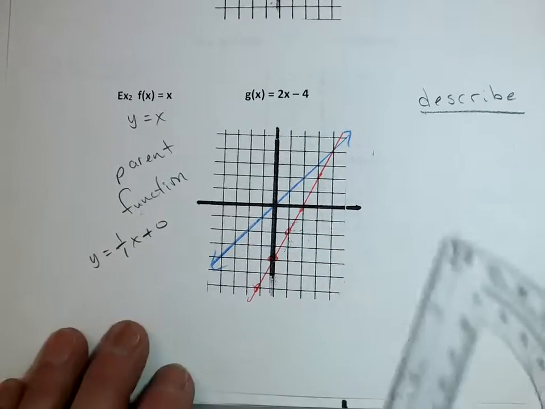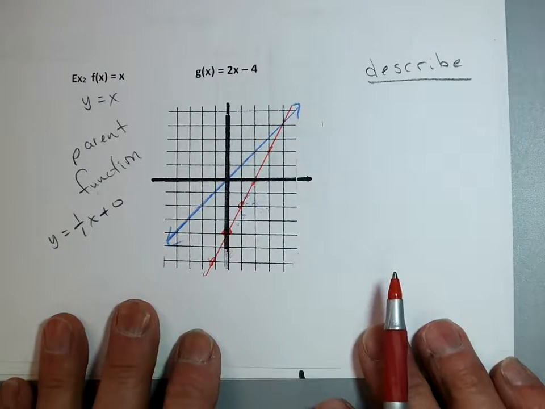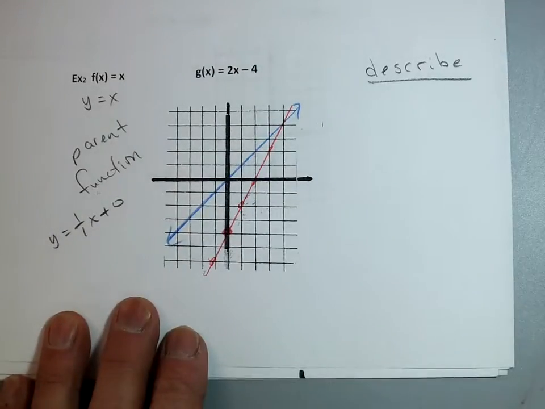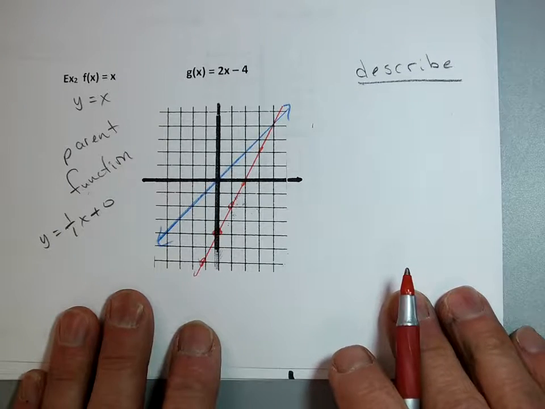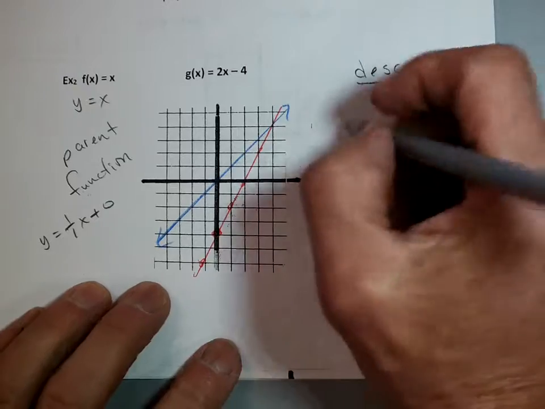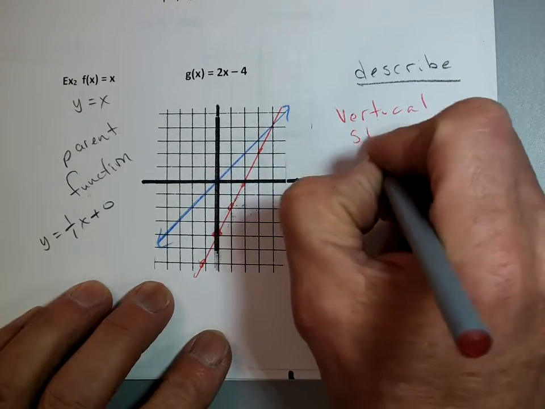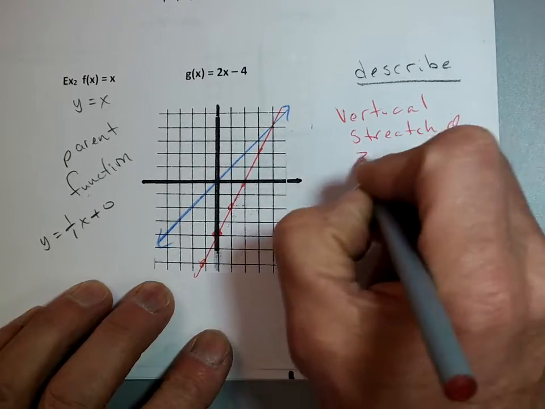So in words, what happened from blue to red? What happened? If I took blue and changed it to the red, what happened? So blue then becomes red. What happened? Okay, the slope increased by how much? 2. So it has a vertical stretch of 2. And what else, Rory?